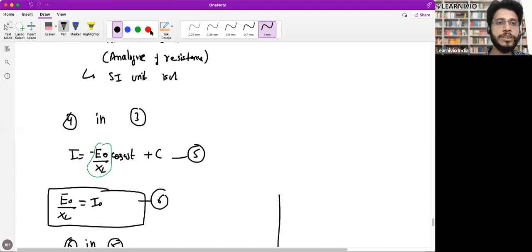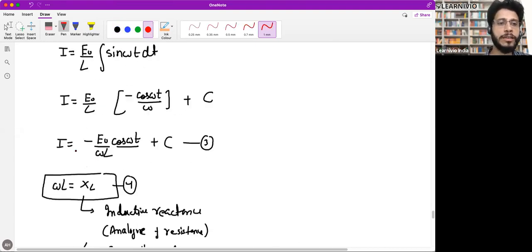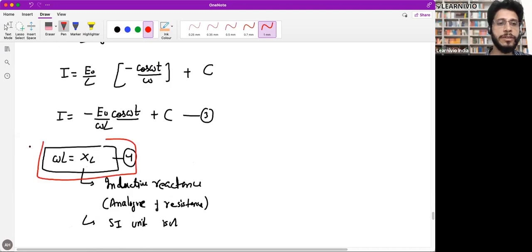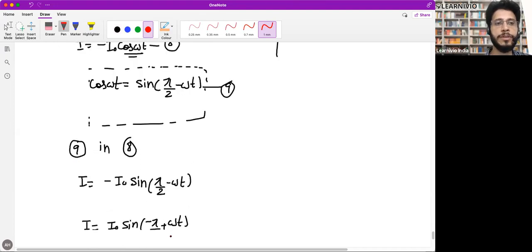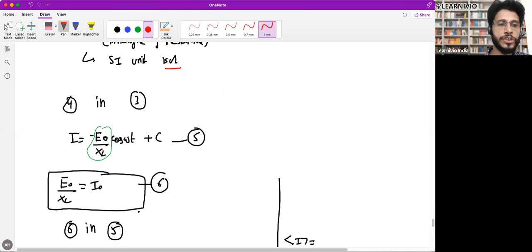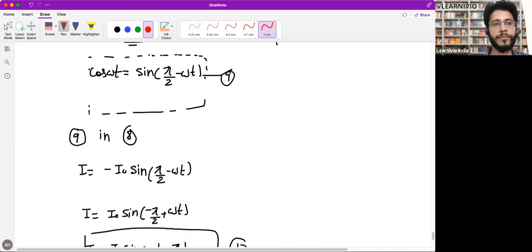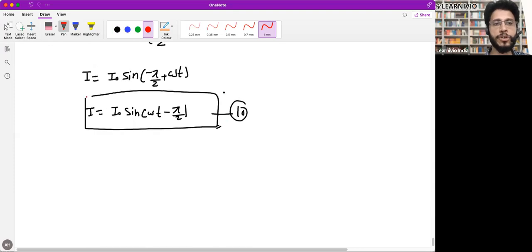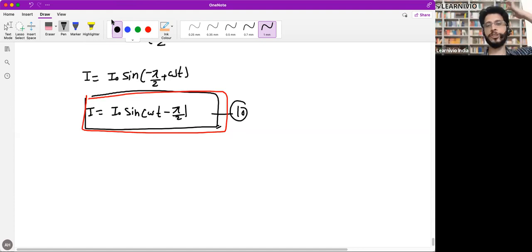And see, the formulas that one should memorize are these: XL, the SI unit of XL, the formula for the peak value of current, and this equation of current. Just note it down. Then we'll see phase difference, power factor, everything. Note it down.